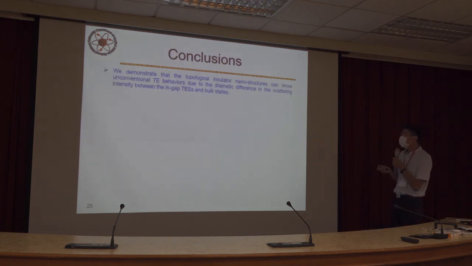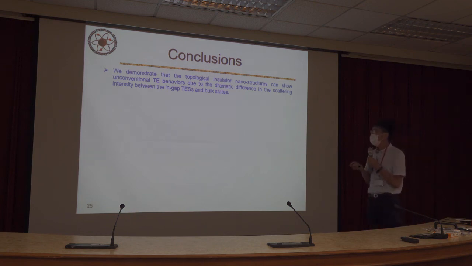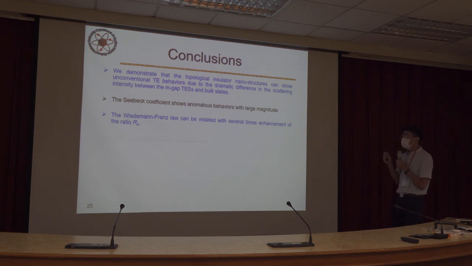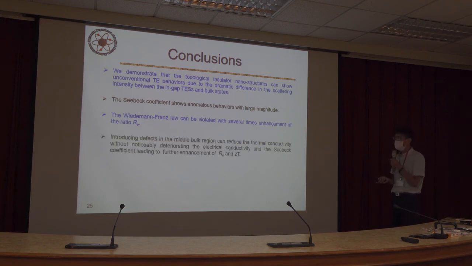We demonstrate that the topological insulator nanostructures can show unconventional thermoelectric behavior due to the dramatic difference in the scattering intensity between the in-gap topological edge state and the bulk state. And the feedback coefficient shows anomalous behaviors with large magnitude. Here the anomalous behavior is the opposite to normal semiconductors, and its magnitude can increase with increasing carrier concentration. And the Wiedemann-Franz law can be violated with several times enhancement of the ratio R, or the ratio of electrical conductivity to the electronic thermal conductivity.